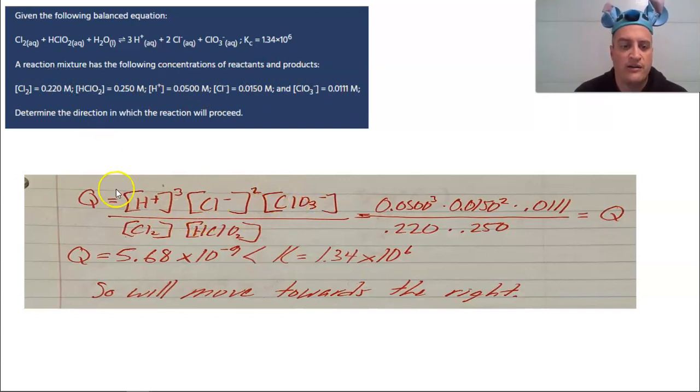We have to make our reaction quotient, making sure we get all of our coefficients, plug in our values, making sure we use our calculator correctly, and we see Q is very small compared to K. That means it'll move towards the right, towards the products. Still more products to be made, still increasing from 0, where we started off.